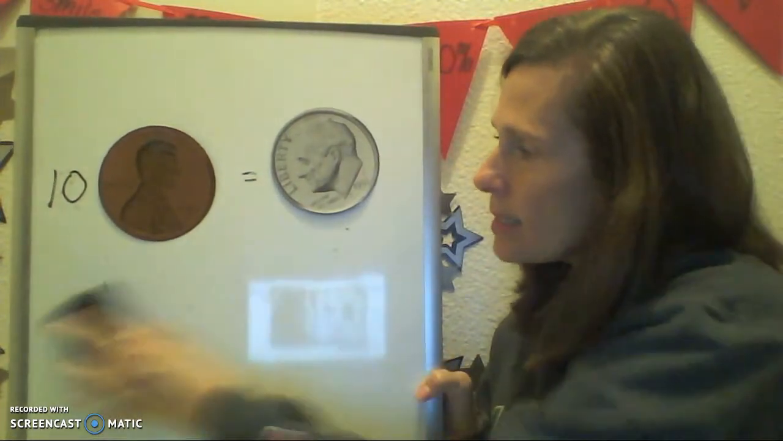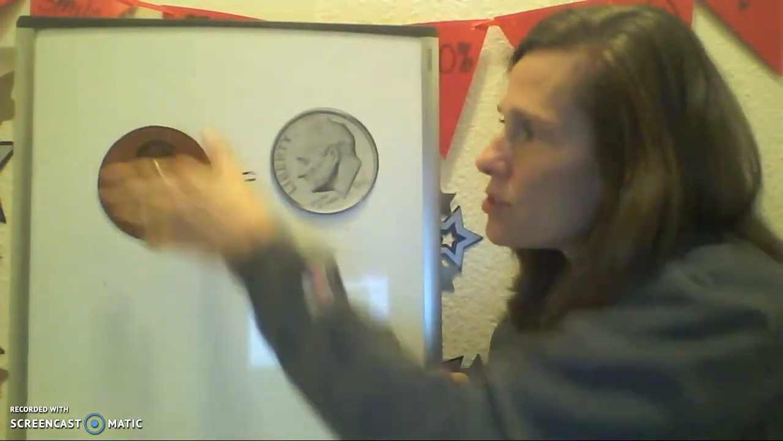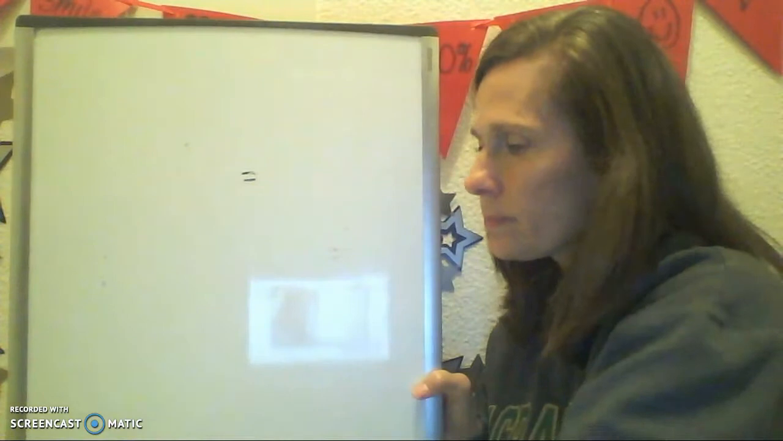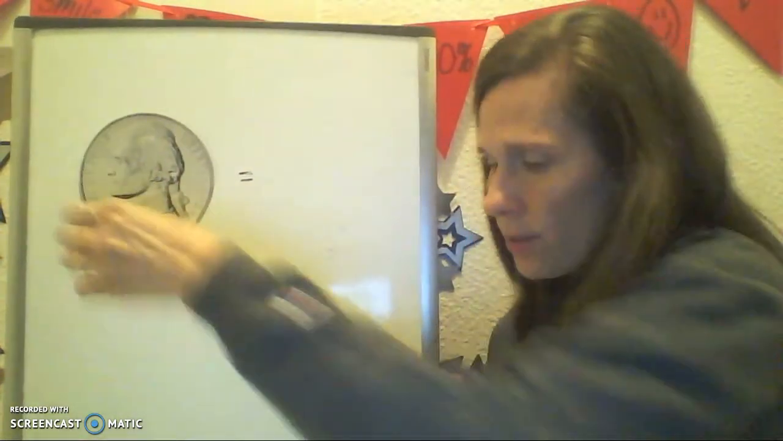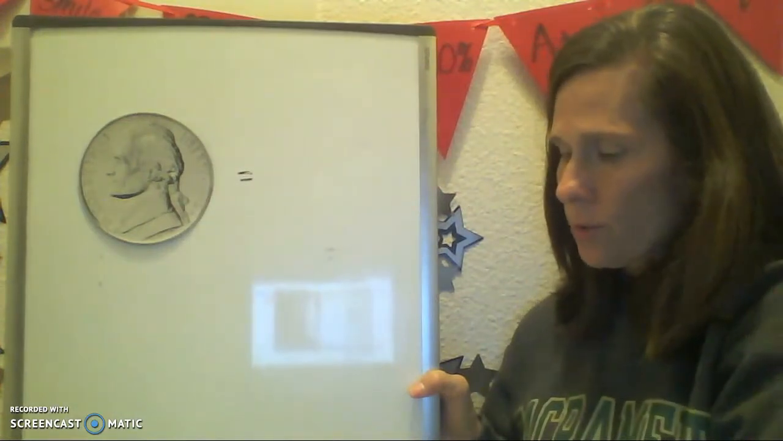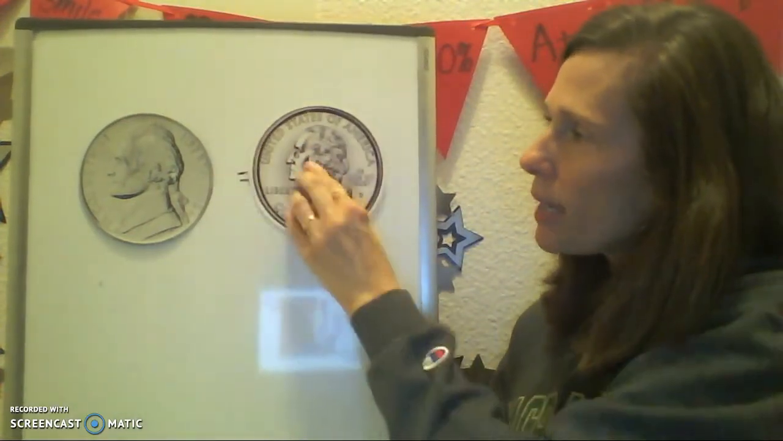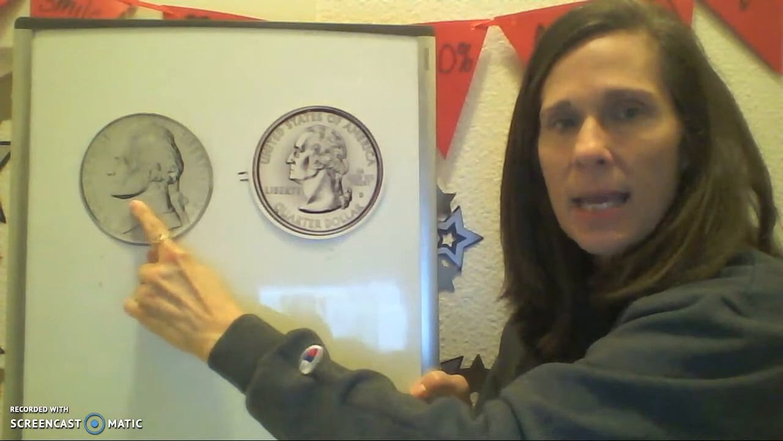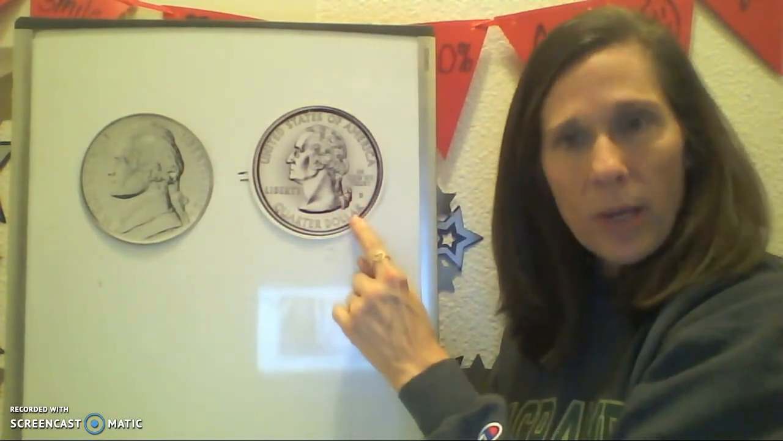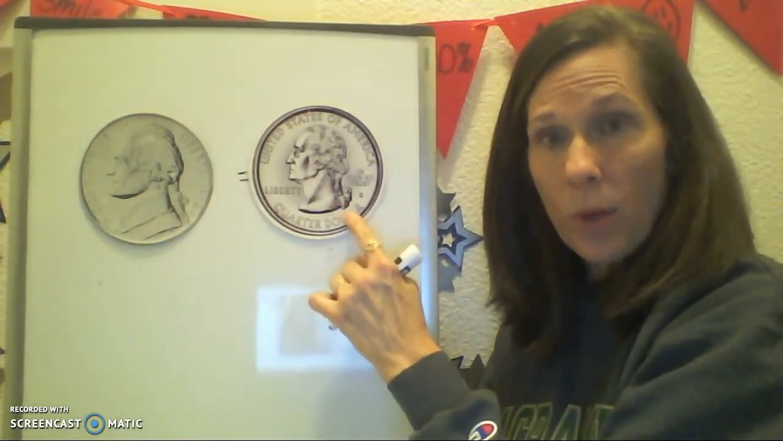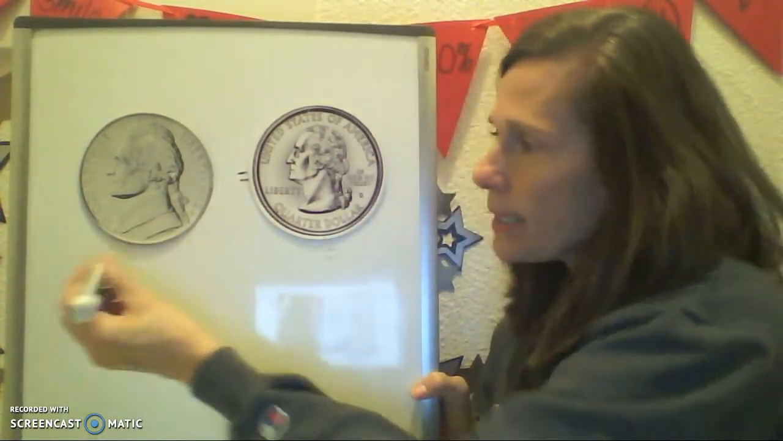Okay, let's keep on going. Let's do a nickel and let's do a quarter. How many nickels does it take to make 1 quarter? I know a quarter is worth 25 cents and a nickel is worth 5 cents. So I'm going to draw my circles with 5 cents, because how many of these goes into one of these? I'm going to go up until I get to 25.